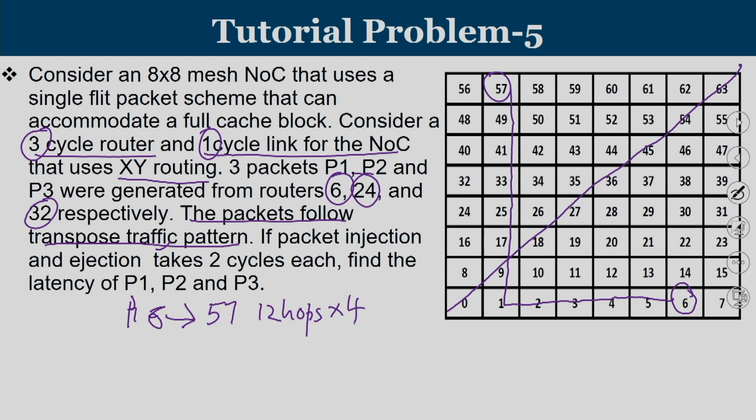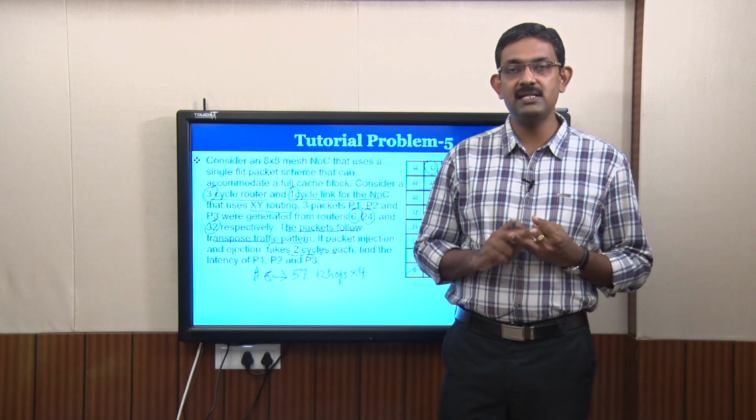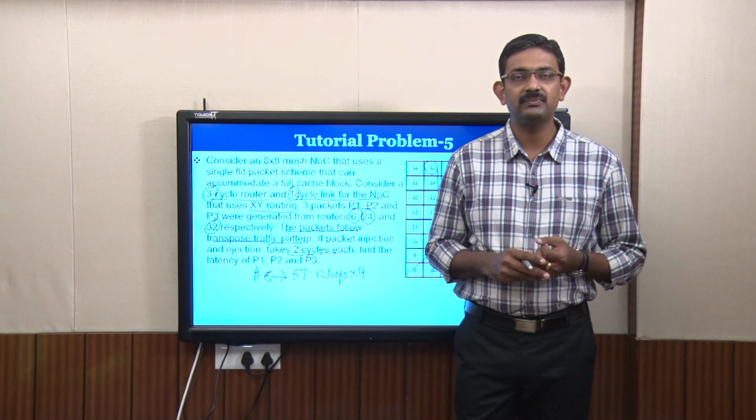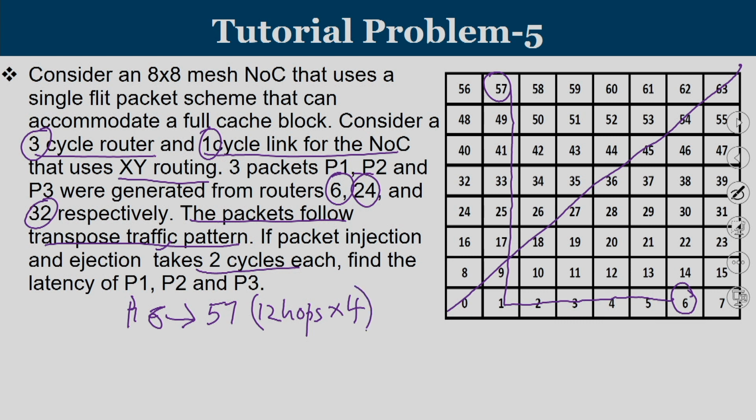that is the total hopping time, and it takes 2 cycles each for ejection and injection. So, to create a packet it takes 2 cycles. Creation of a packet is called injection and removal of the packet from the router is called ejection. So, 2 cycles initially for injection, 48 cycles to travel through the network and 2 cycles at the ejection. So, we have 12 into 4 plus 2 plus 2, and that makes packet P1 take 52 cycles.